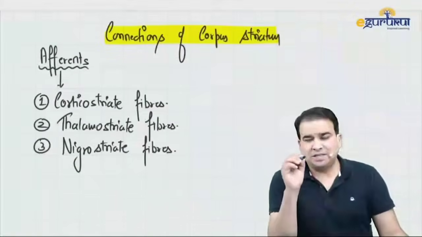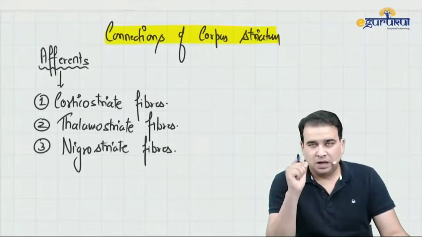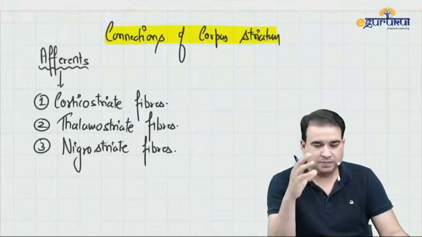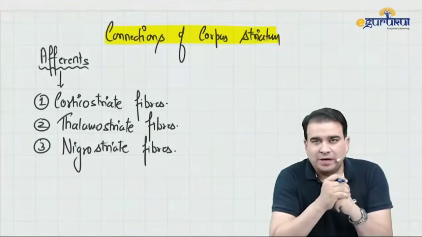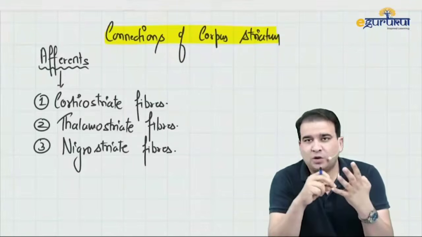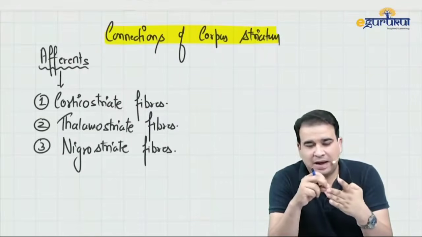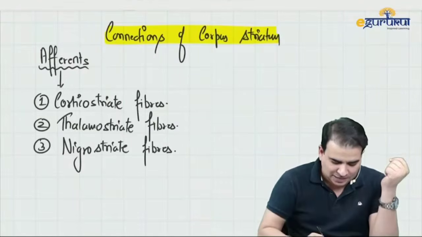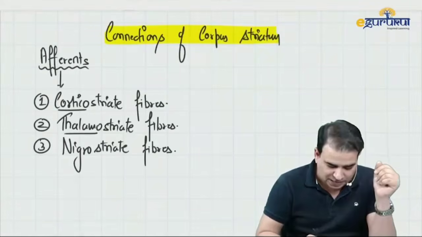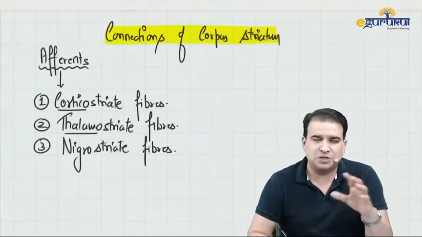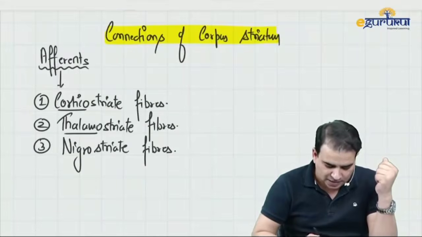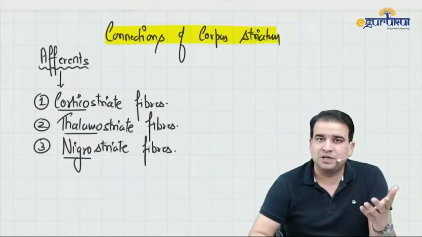So guys, now let us talk about the connections of the corpus striatum. As you remember, for the corpus striatum we are talking about the putamen as well as the caudate nucleus. There are three types of afferent fibers which I've written here: corticostriate fibers, thalamostriate fibers, and nigrostriate fibers. As the name suggests, corticostriate fibers come from the cerebral cortex. Thalamostriate fibers come from the thalamic nuclei, especially the midline thalamic nuclei and the dorsomedial thalamic nuclei. And nigrostriate fibers come from the substantia nigra.